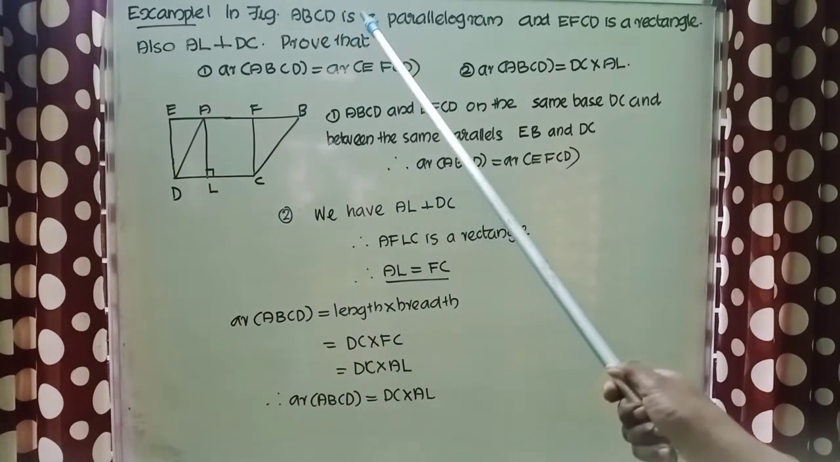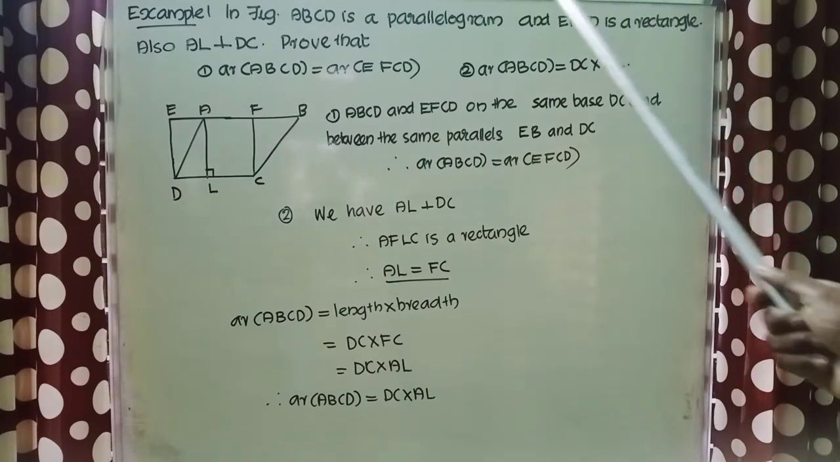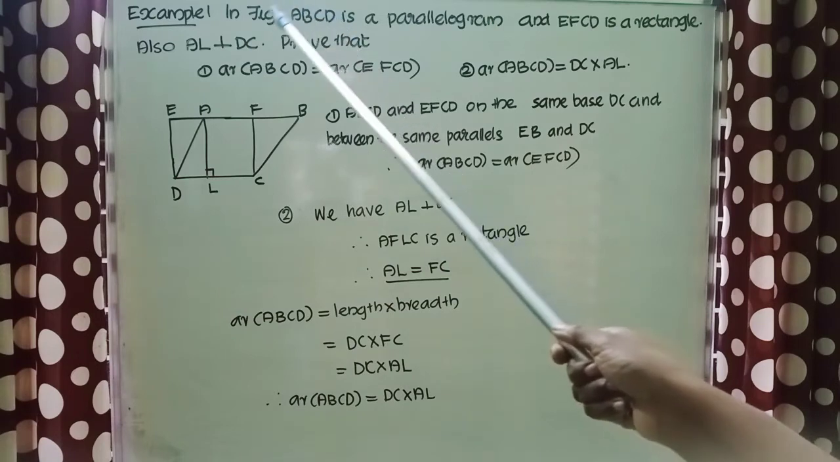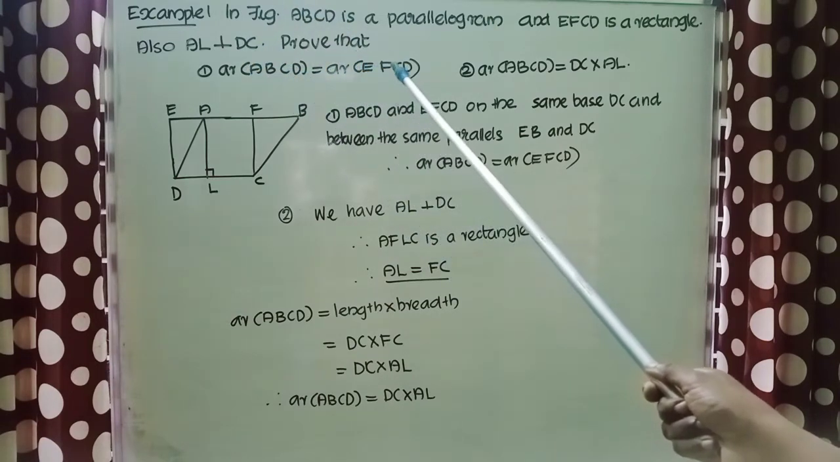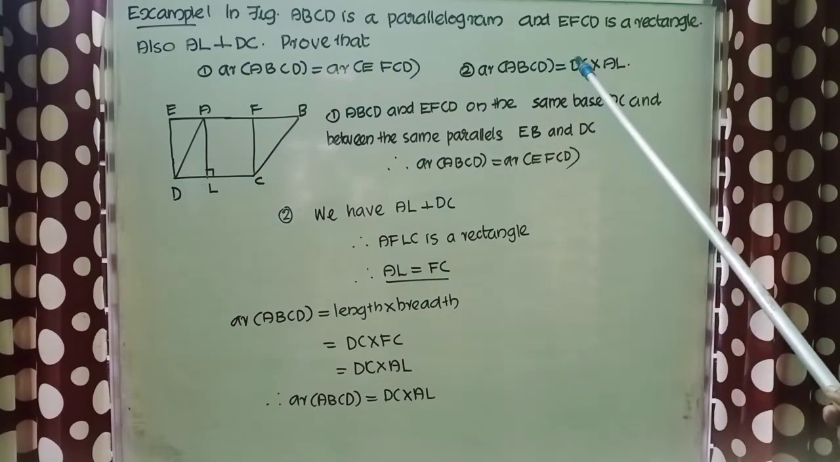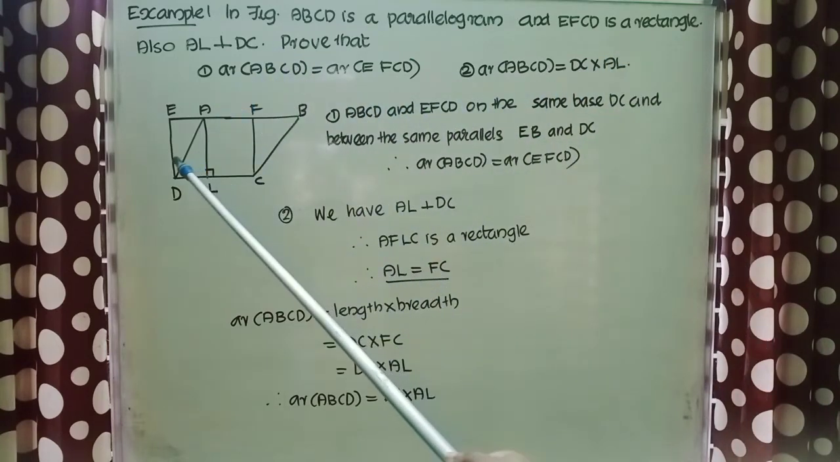In the figure, ABCD is a parallelogram and EFCD is a rectangle. Also, AL is perpendicular to DC. Prove that, first question, area of ABCD equals area of EFCD. Second question, area of ABCD equals DC into AL. Now you see the figure.